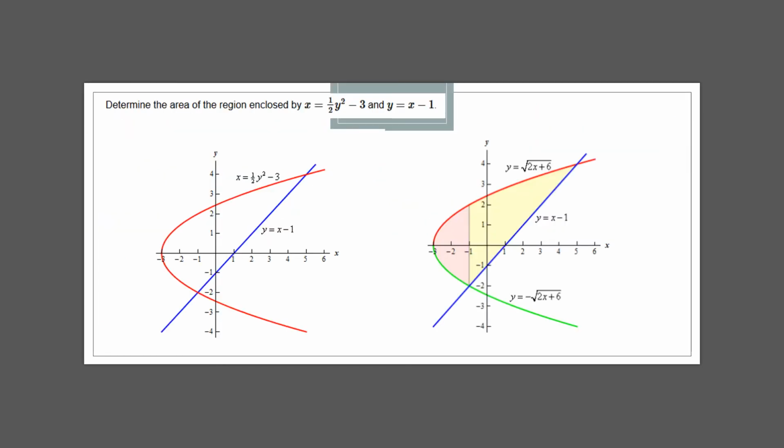In this example, we have two curves, one represented as x equal to half y squared minus 3, the other one is y equal to x minus 1, or x equal to y plus 1.